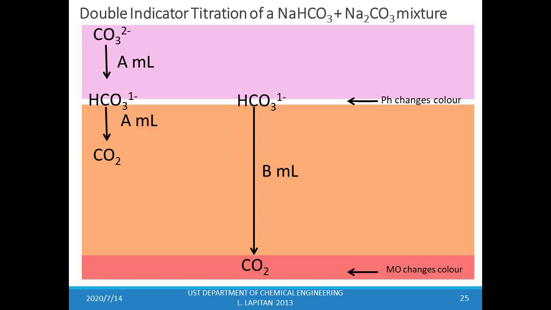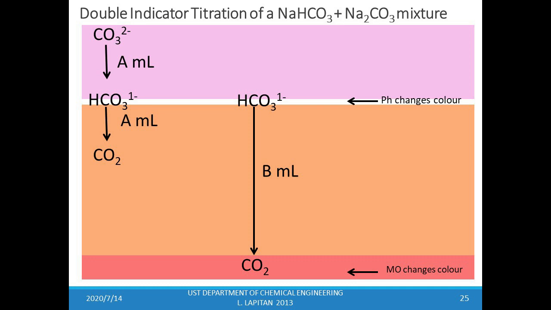As we keep adding the titrant acid, which is HCl, the pH again falls, and when all the sodium bicarbonate reacts with the acid, the solution becomes weakly acidic due to the presence of the weak acid, carbonic acid, which can dissociate to carbon dioxide and water.